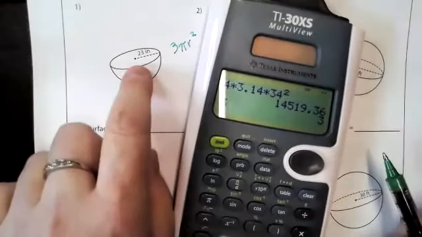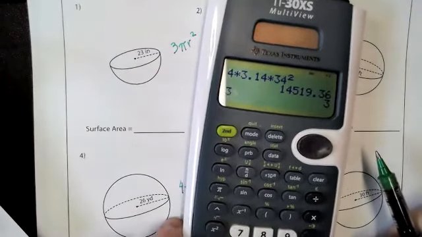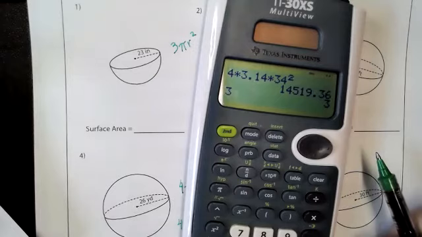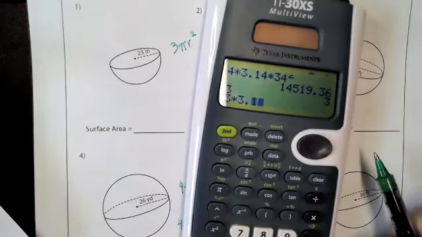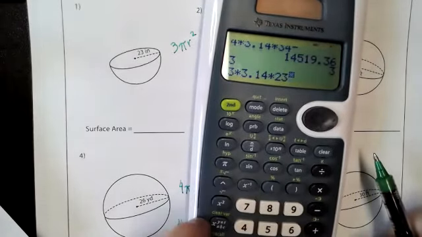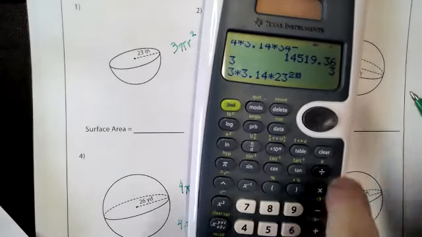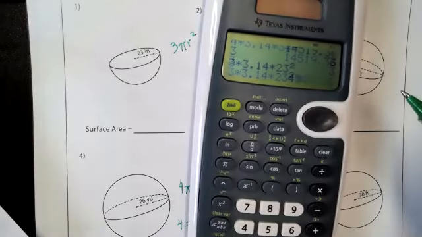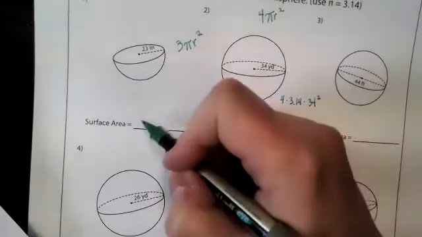And again, we already have the radius. We don't have to cut that in half or anything. It's already ready to go. So let's punch this in. 3 times pi, which is 3.14, times the radius, 23. And then you hit your little tent button here, kitty corner from your 7, pops into exponent mode, 2, and then arrow out, hit enter, 4983.18.